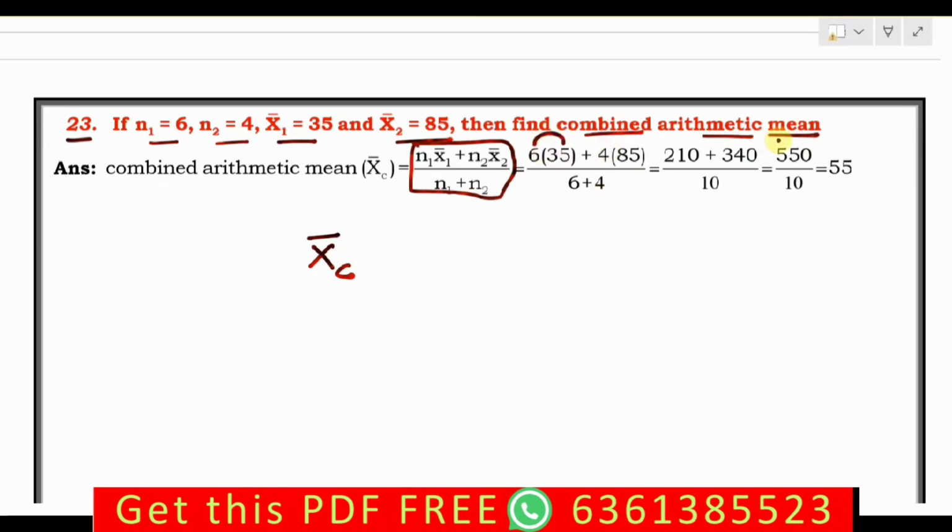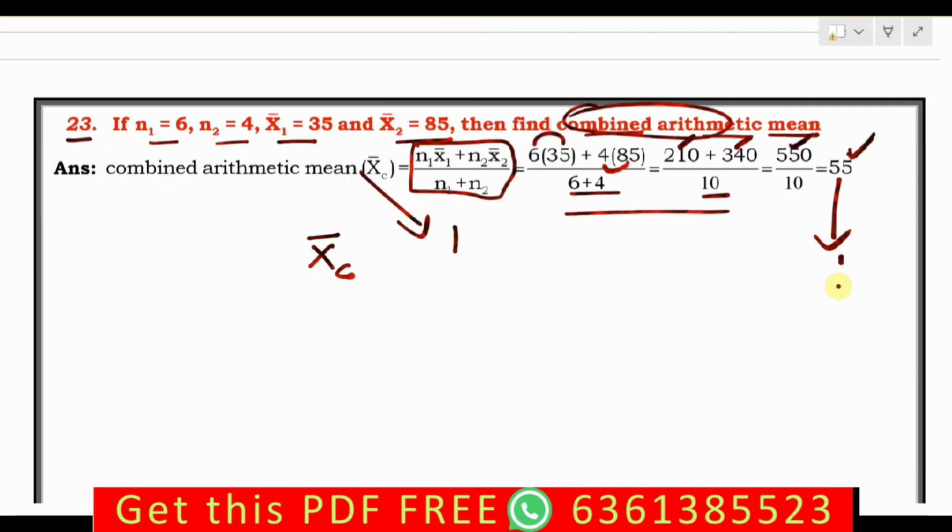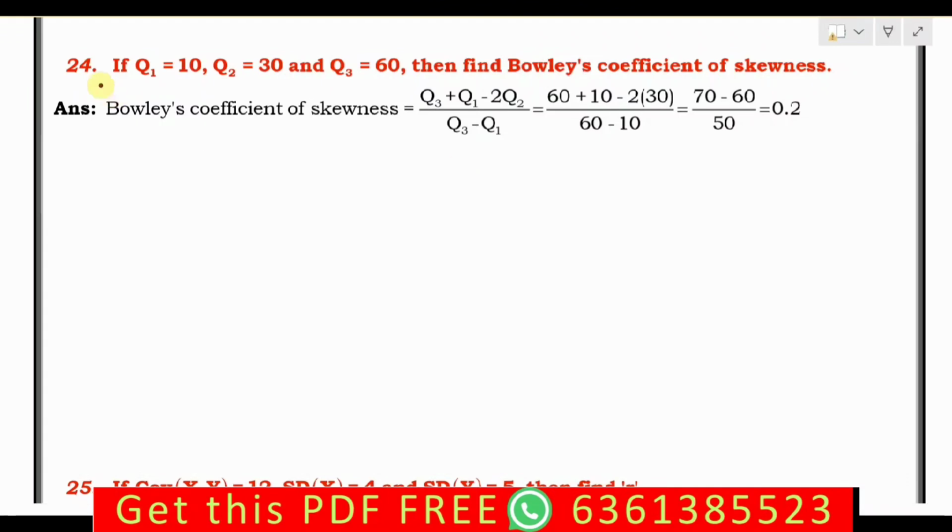35 multiplied by 6, 210. 85 multiplied by 4, 340. 6 plus 4, 10. 210 plus 340 will be equal to 550. Then divided by 10, the final answer will be 55. So the combined mean that was asked to be calculated is 55. Here for having written the formula, 1 mark you will be getting, and for the substitution, calculation and answer together, 1 mark you are going to get. Total 2 mark question.